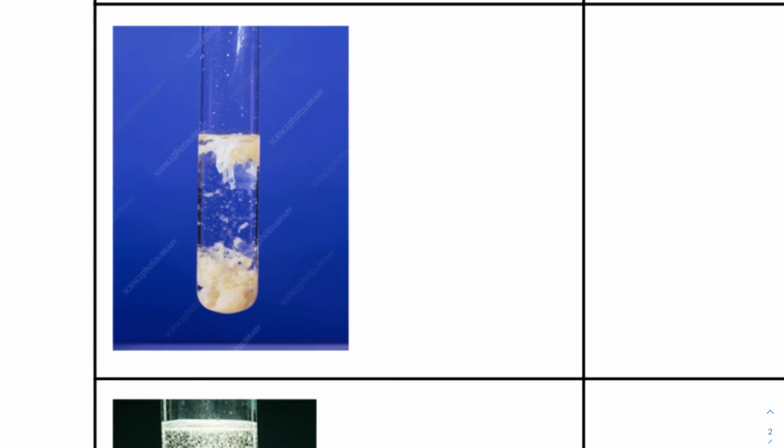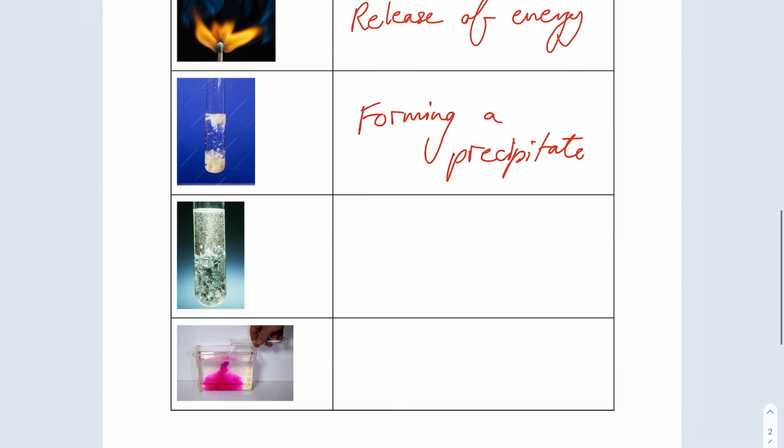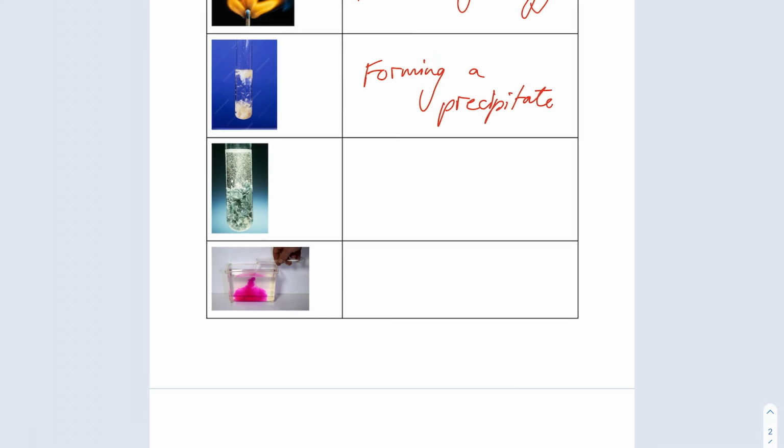The second one is the formation of a precipitate. You can see how the precipitate is sinking and falling to the bottom of that test tube, and that's what precipitates do. So, forming a precipitate. Then we've got an obvious release of gas, which we can see by the bubbles.